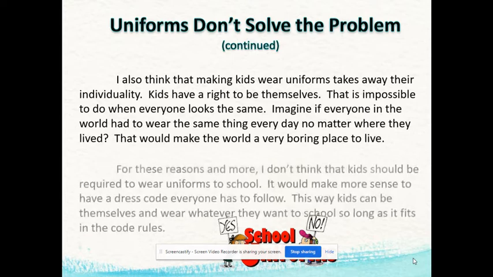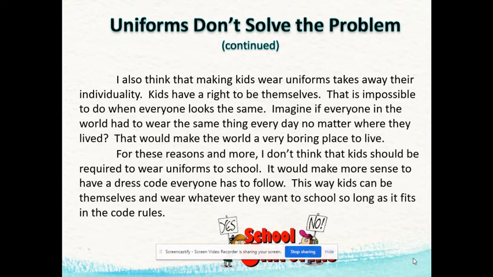All right. For these reasons and more, I don't think that kids should be required to wear uniforms to school. It would make more sense to have a dress code everyone has to follow.